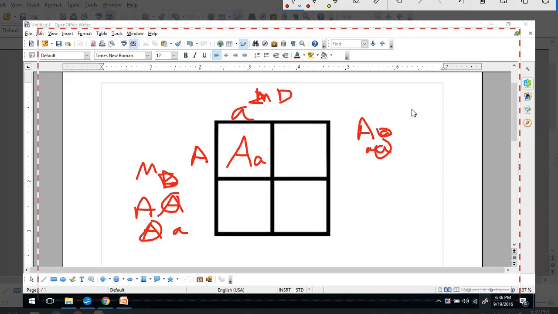I just want you to pick what you think the genotypes are for parents that could produce an offspring with the genotype that you determined from your homework last week. All right, if you have any other questions, let me know. I'm here to help you.